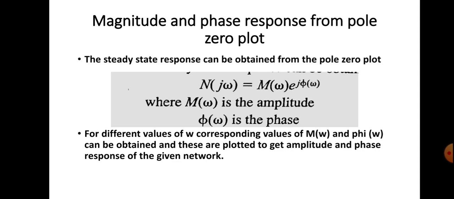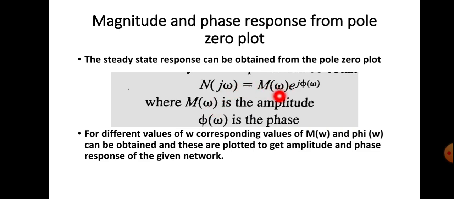Then how can you get the magnitude and phase response from a pole zero plot? The steady state response can be obtained from the pole zero plot. Once you get the network function, you can find the steady state response from it. Suppose N(j omega) is a network function; it will be in the form of M(omega) into e raised to j phi(omega), where M(omega) is the magnitude, or amplitude, and phi(omega) is the phase angle.